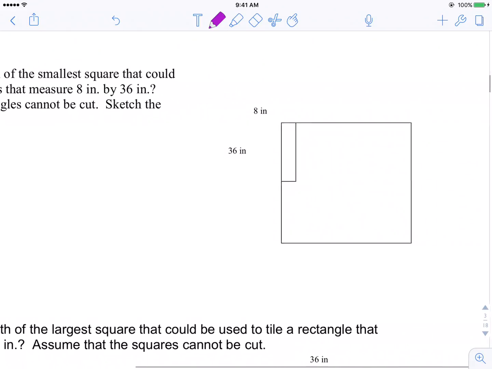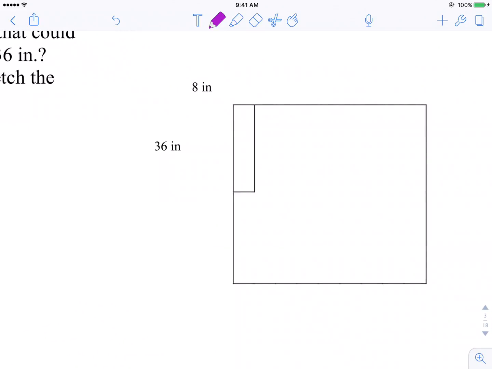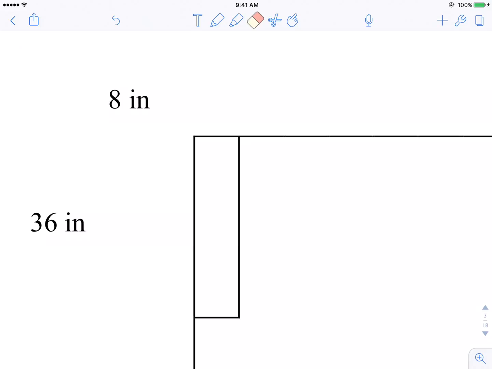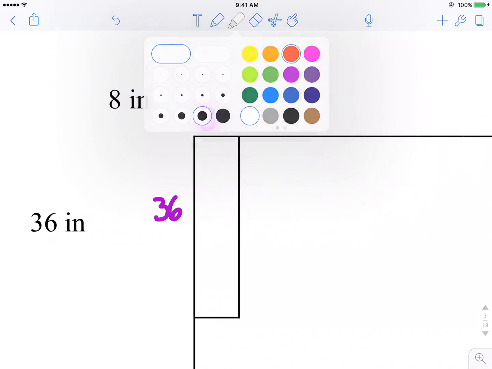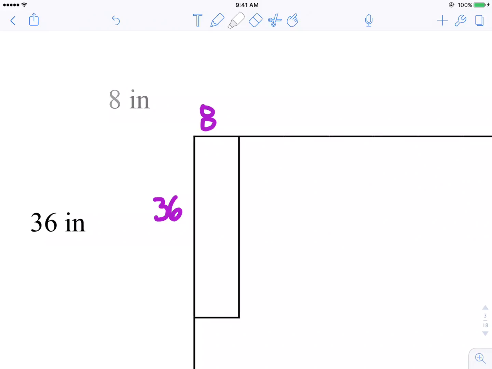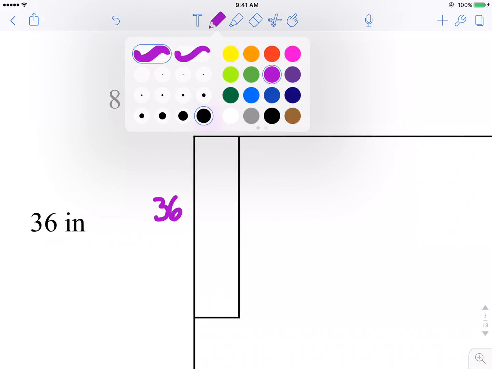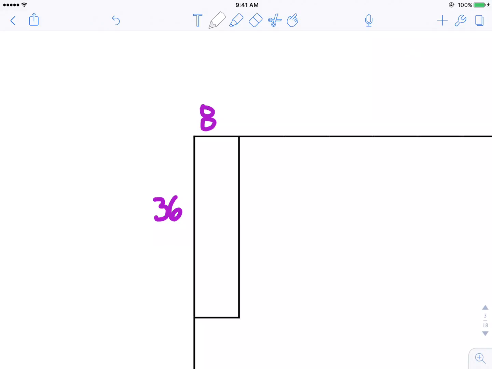So here's the beginning of our square, except that, of course, this 8 inches should be over here somewhere. Actually, it should be right on this, to indicate the width of that. And this 36 is the length of this. So now, that being said, let's do this.